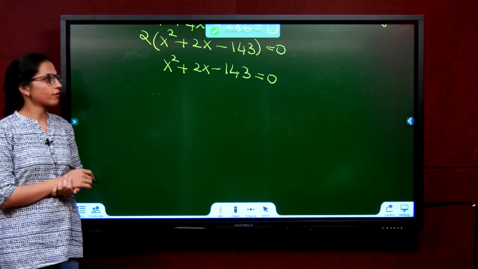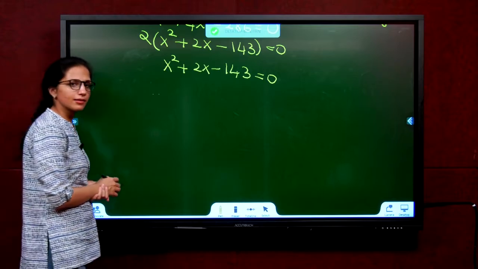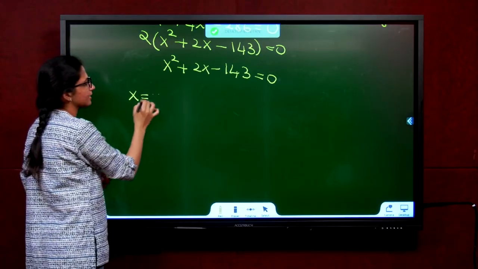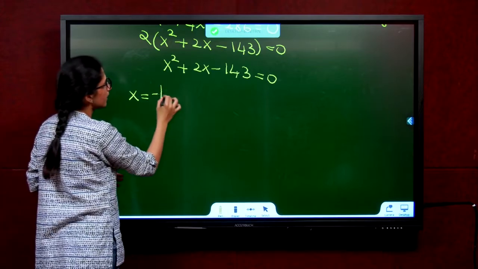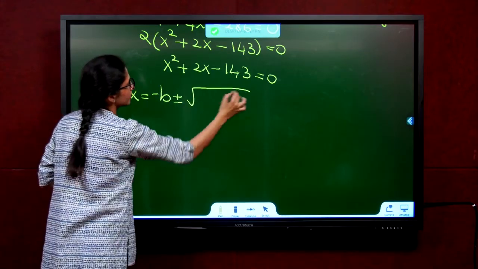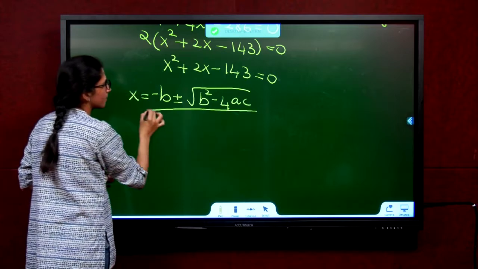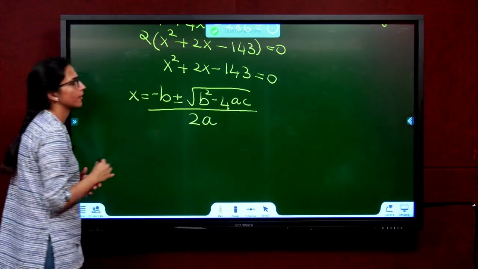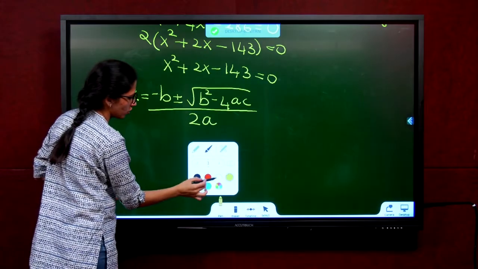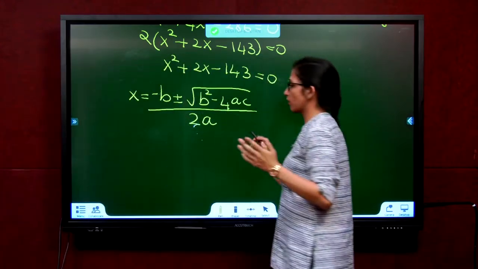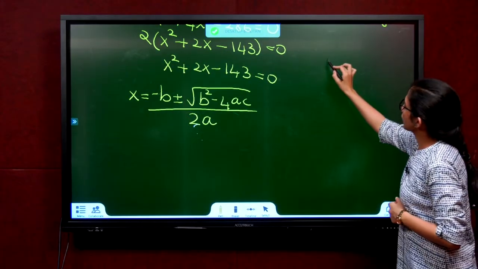We will apply the quadratic formula to find the answer here instead of factorization. So what is the positive case? X is equal to minus b plus or minus root of b square minus 4ac by 2a. For those who do not know, you don't have to write this. You can write it if you want, it's a choice. So I will put it here.